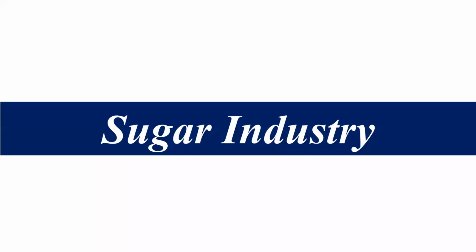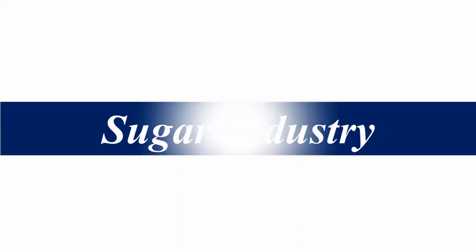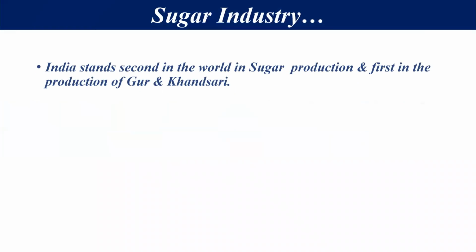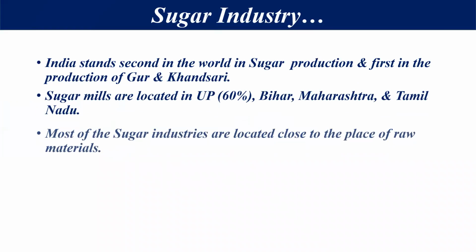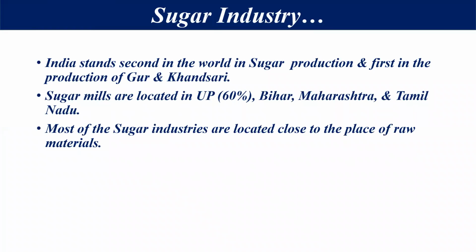Now, the next industry would be the sugar industry. Now let's discuss the sugar industry. If we think about sugar, India stands second in the world in sugar production. But if we think about गुड़ और खांडसारी, these are two products of ours, India stands first in the production of these things. India is first rank. Okay.